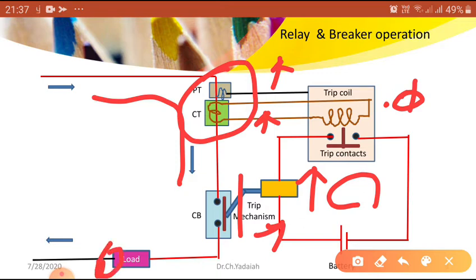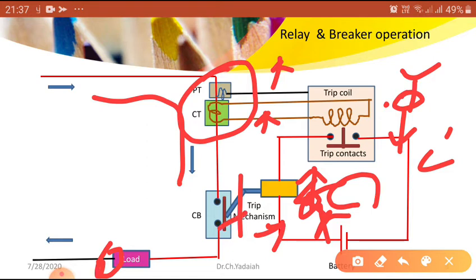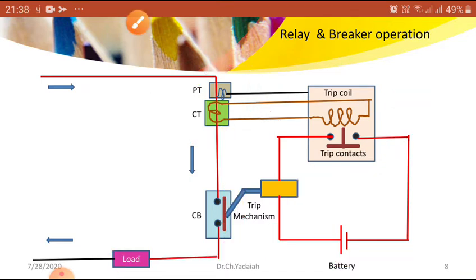After clearance of the fault, what will happen? The relay coil is reset manually by the operator. After resetting the relay, the trip contacts come to the downside, and there is no mechanism here. So manually by the operator, or from the control room, we can give the signal to the breaker. It will close the breaker. Then current is restored to the normal position. This is the basic operation of a circuit breaker in our power system. I think you have some idea.